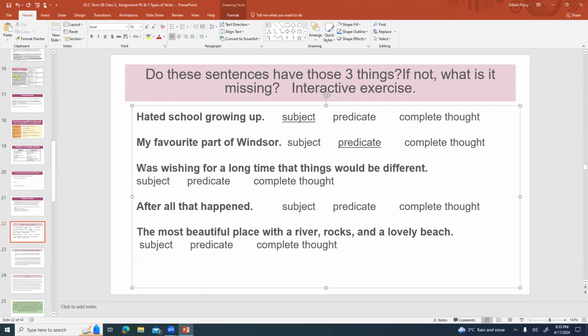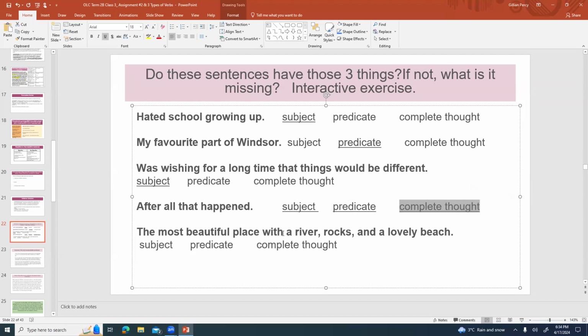Was wishing for a long time that things would be different. Now, a lot of people would tell me this is a sentence because it's so long, but I still don't know who was wishing. I was wishing, my mom was wishing, the community was wishing. I need to know what the subject of the sentence is because they haven't told me. After all that happened. Okay, so here I really don't have a subject or a predicate. I've got a few words put together. I don't know who it's about or what it's about, and I don't have any clue what's happening. There's not enough there.